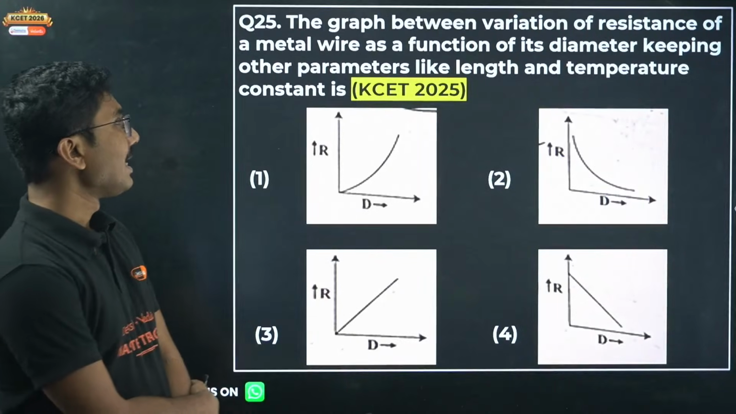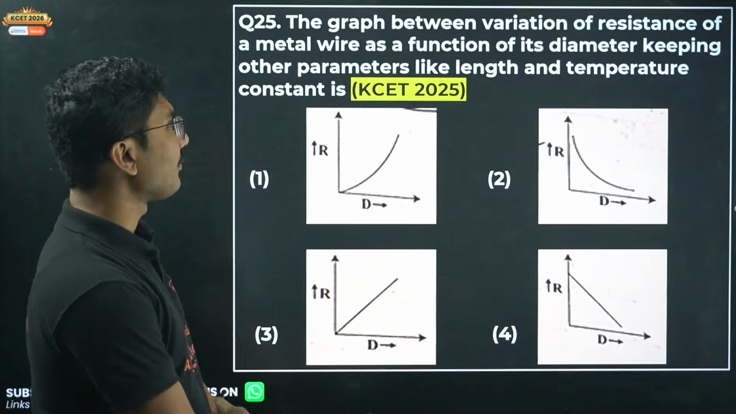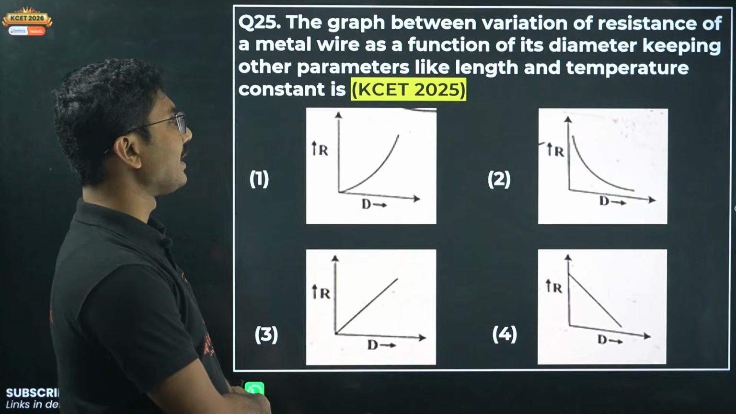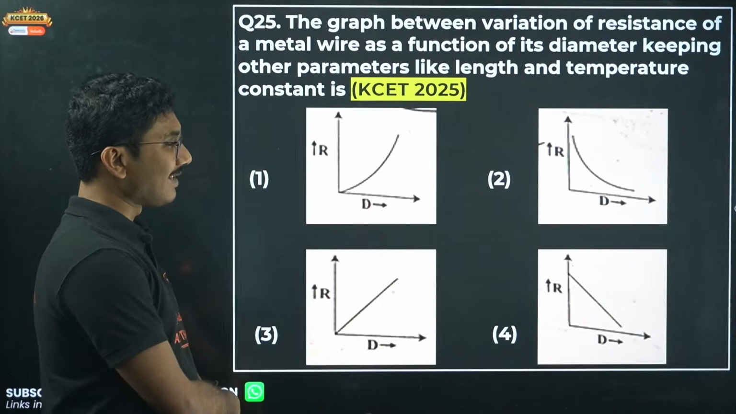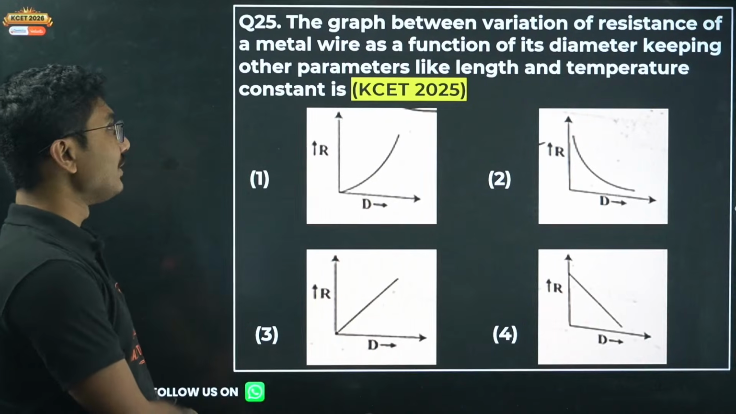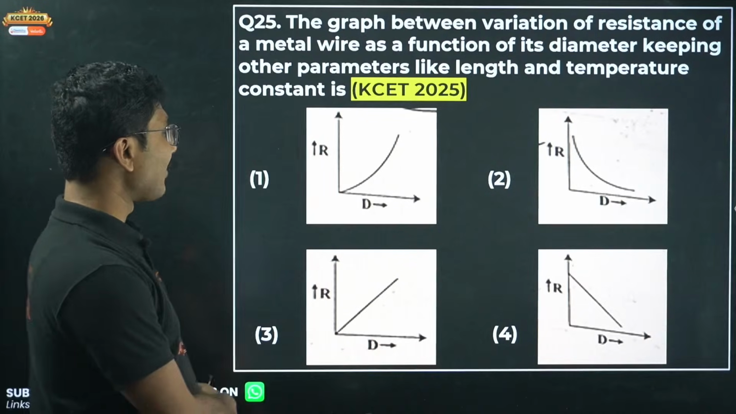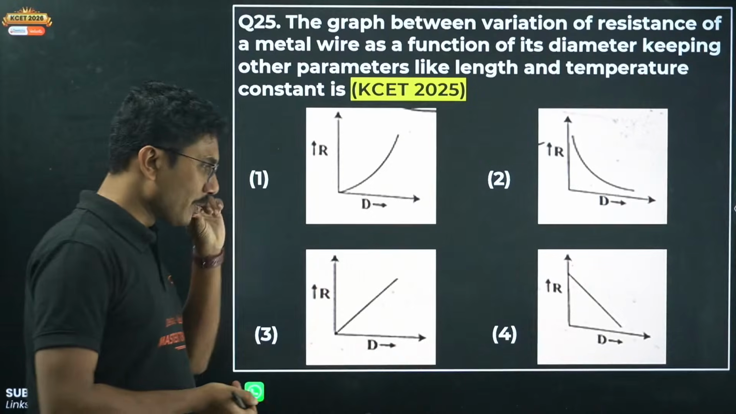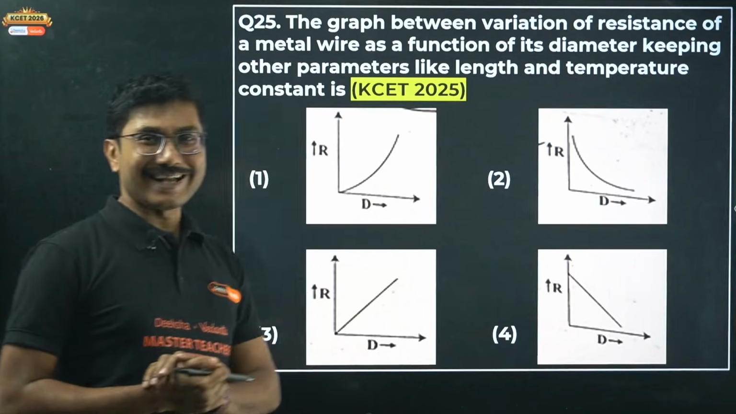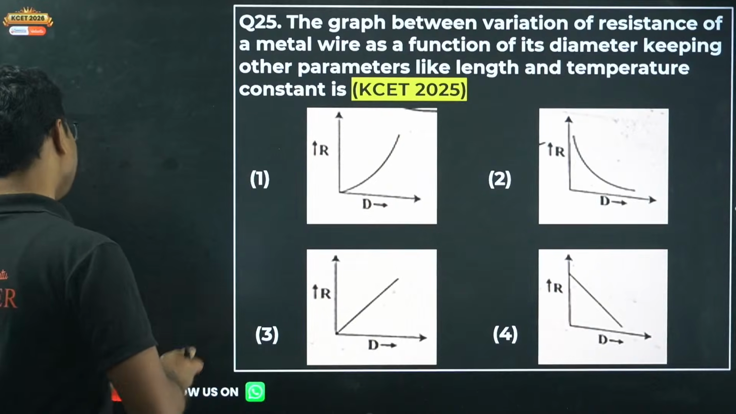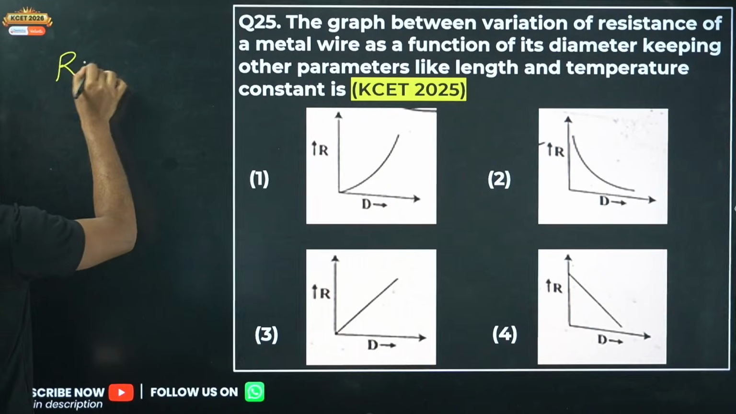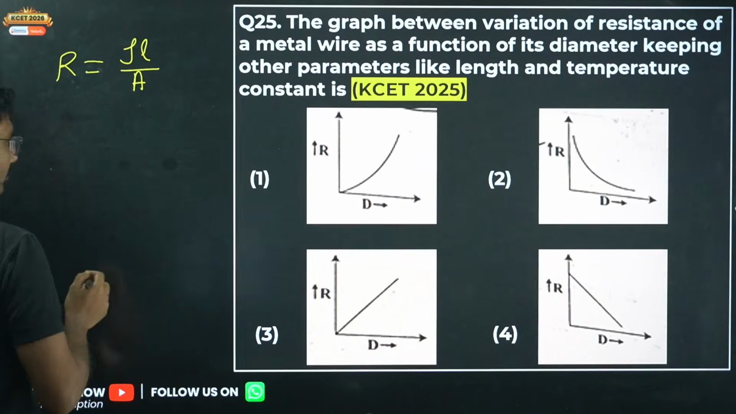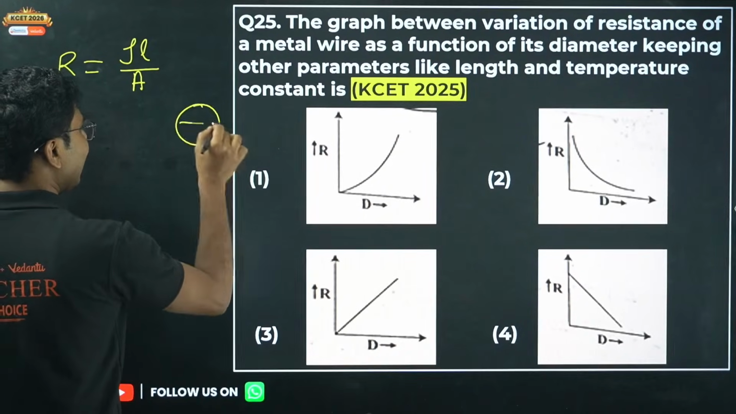Now next, the graph between variation of resistance of a metal wire as a function of its diameter, keeping other parameters like length and temperature constant is. So in this case, what we are varying, resistance and diameter. Resistance and diameter. Now you might be wondering, sir, resistance and diameter are not directly related. Yes, they are related. So we know that resistance is given by rho L upon area A.